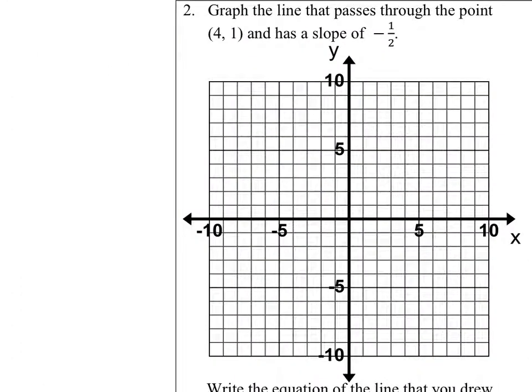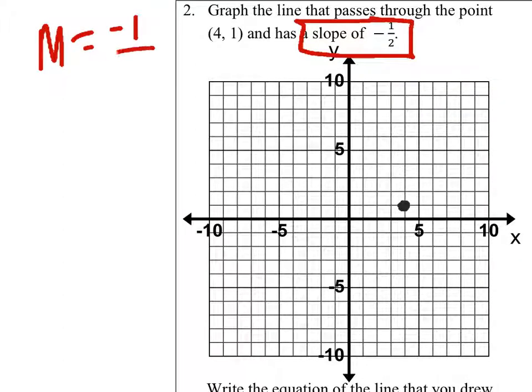All right, number 2. Let's go ahead and graph this point as well. I've got the point 4, 1, which would be right here. And then I got my slope, which is negative 1/2. So I'm just going to make this negative 1 over 2, which indicates that I go down 1 to the right 2, which would give me my next point. And then this pattern continues. But that doesn't show me where the y-intercept is, so I've got to go in the other direction using the same pattern.